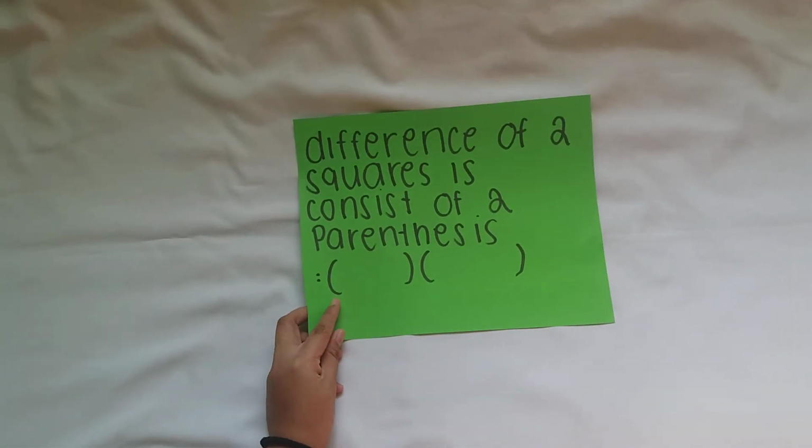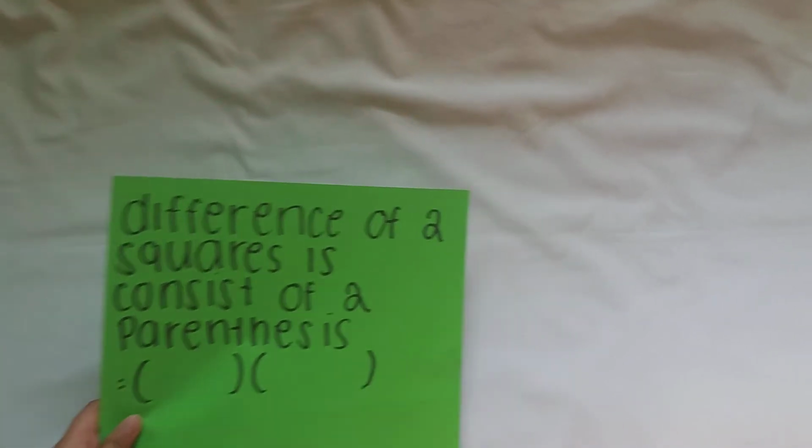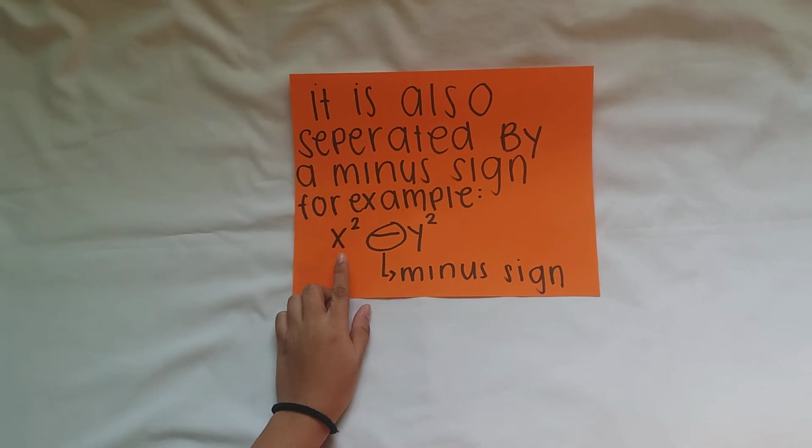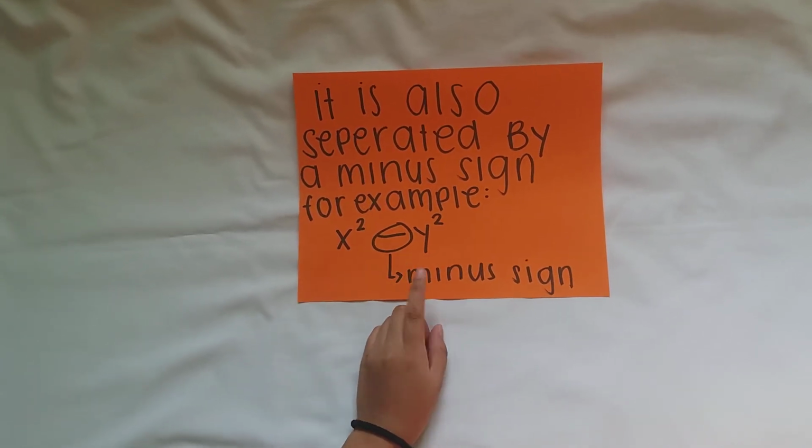Difference of two squares consists of two parentheses, just like this one. It is also separated by the minus sign. For example, x squared minus y squared. So here are some examples and I'm going to explain them one by one to you.